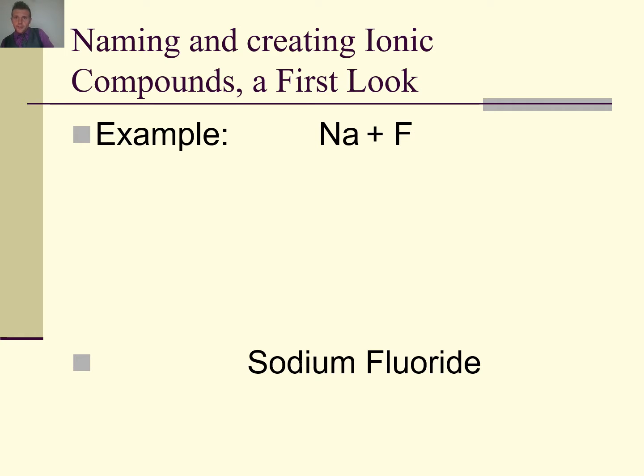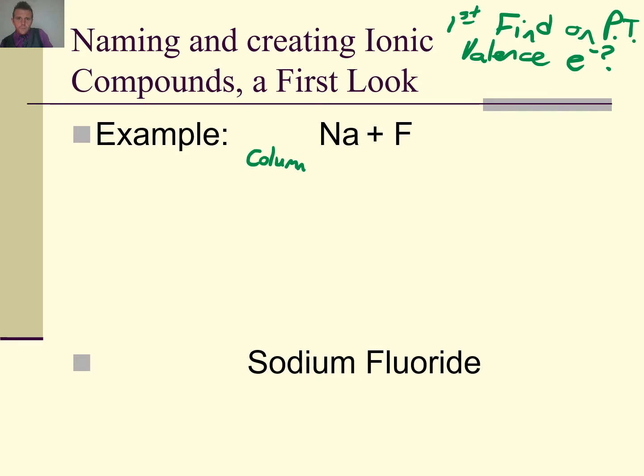So the first step we need to do is find them on the periodic table and figure out how many valence electrons they have. So I'm going to do that. Sodium is in column 1 and fluorine is in column 17 or 7, depending on what periodic table you're looking at. So what that means is sodium has 1 valence electron, and fluorine has 7 valence electrons.